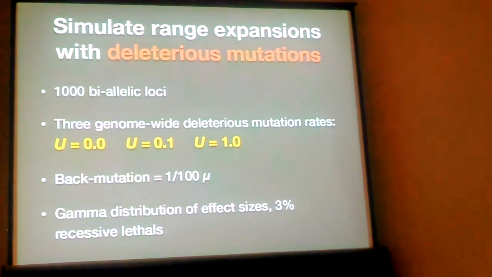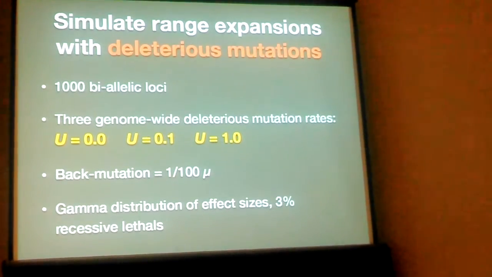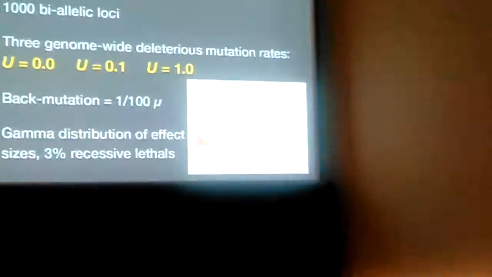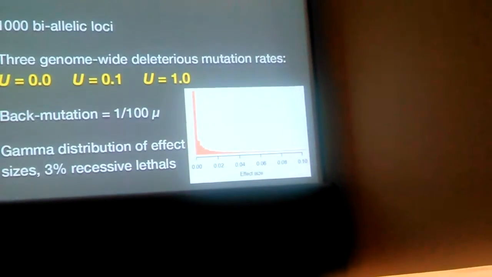So we tried to make this distribution of effect sizes as realistic as we could based on what we know of biology. So that looks something like this. It's a leptokurtic gamma, and then we also gave 3% recessive alleles within those loci.